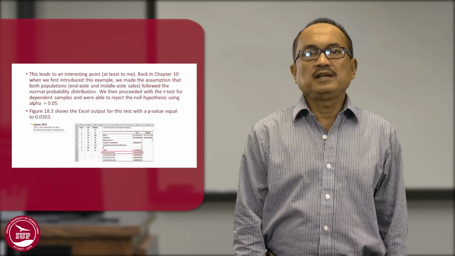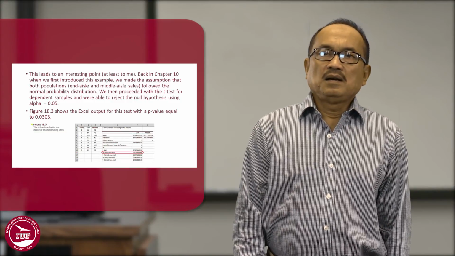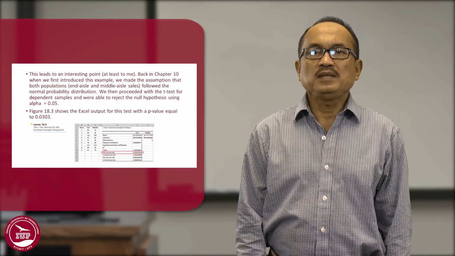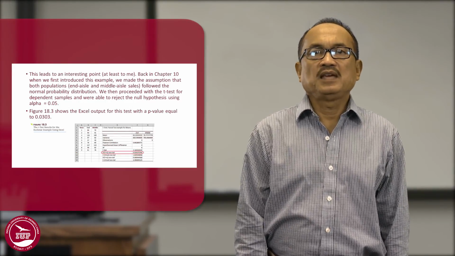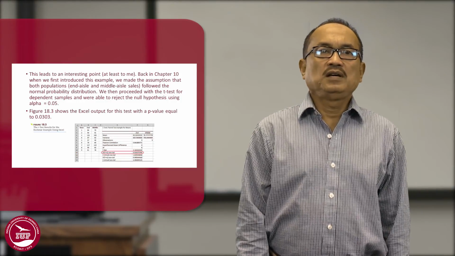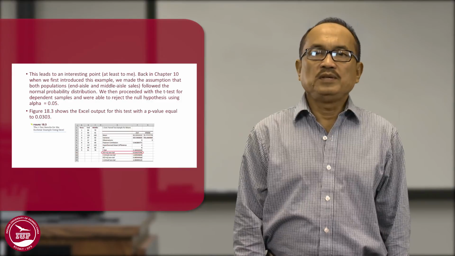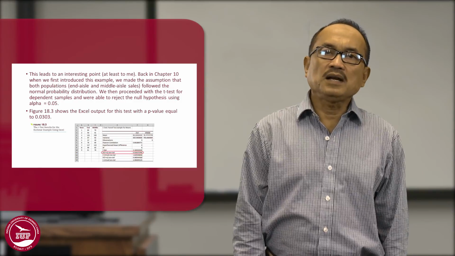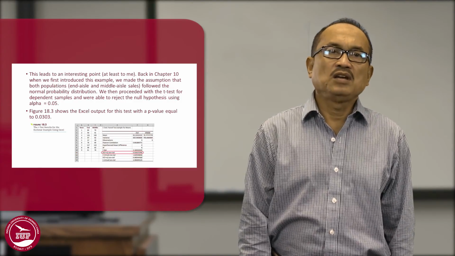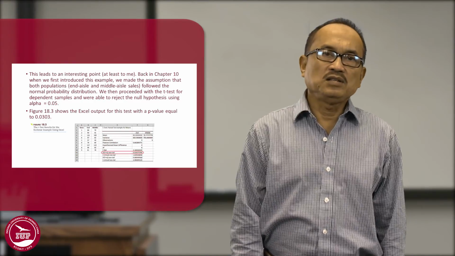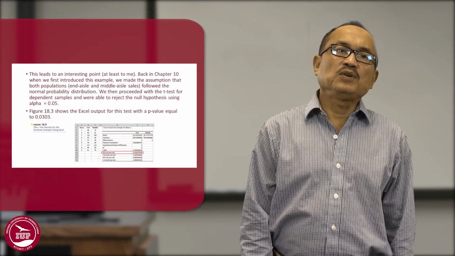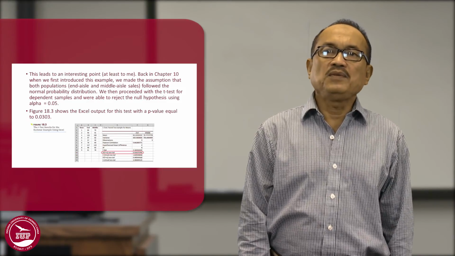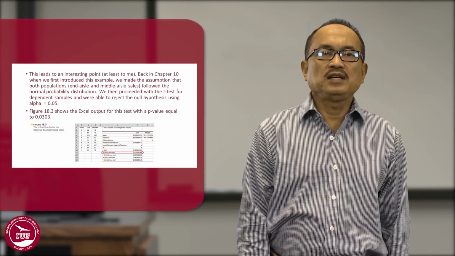This leads to an interesting point. Back in Chapter 10, when we first introduced this example, we made the assumption that both populations, end aisle and middle aisle, follow the normal probability distribution. We then proceeded with the t-test for dependent samples and were able to reject the null hypothesis using alpha equal to 0.05. Figure 18.3 shows the Excel output for this test with a p-value equal to 0.0303.